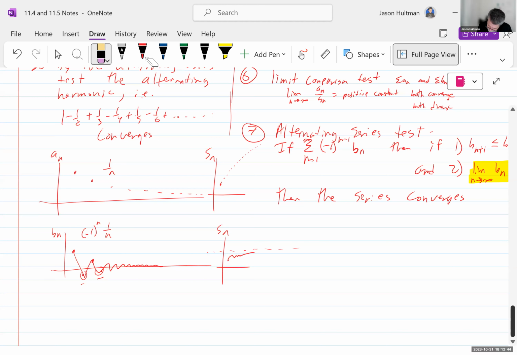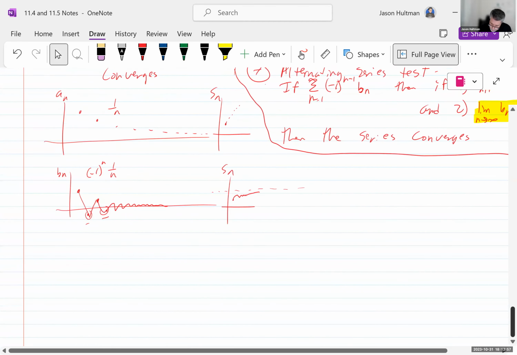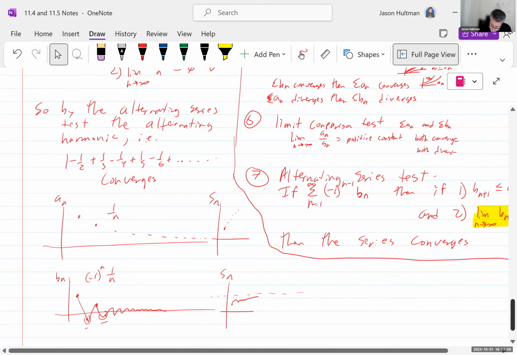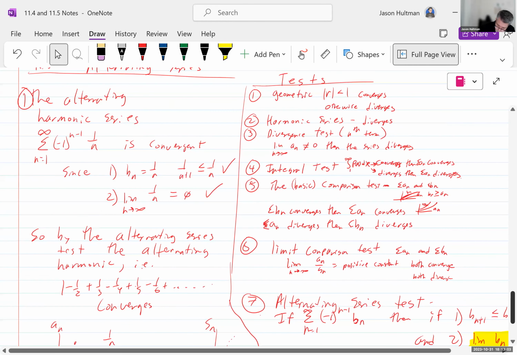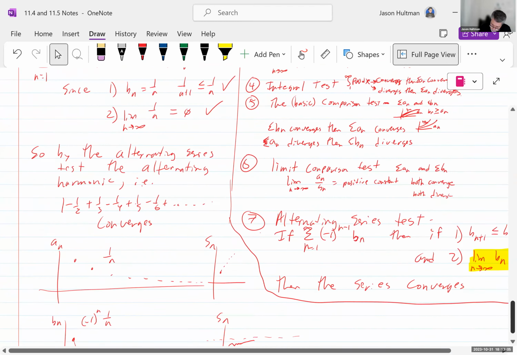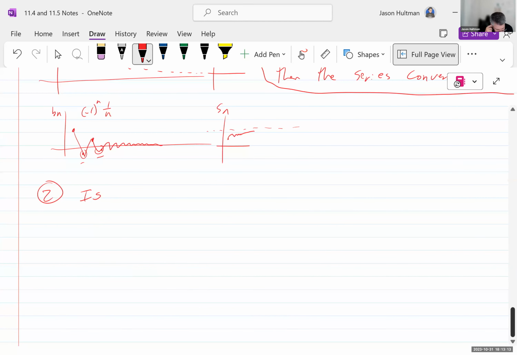Okay, that was number 7, alternating series test. Let's look at another one. This was example number 1, by the way. Alternating series test, example number 2. Let's just look at another alternating test.